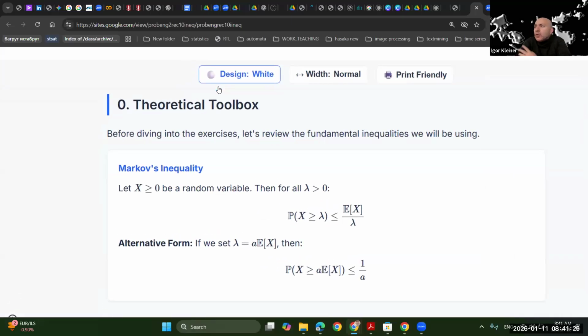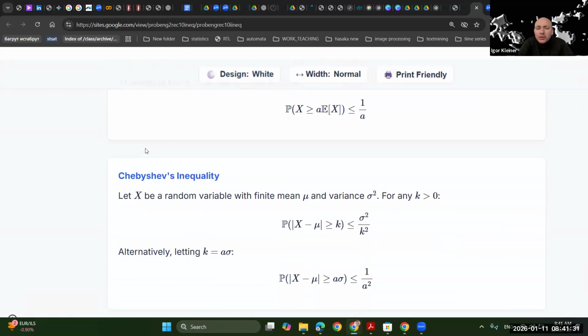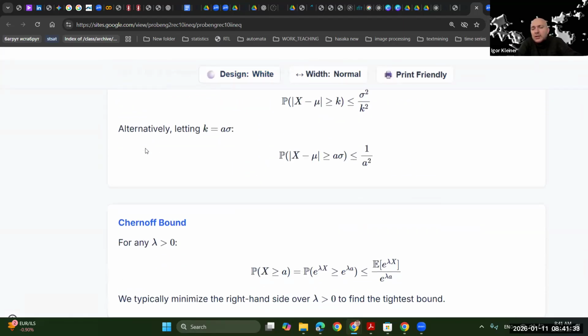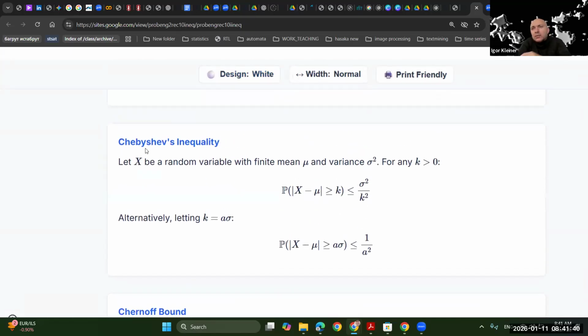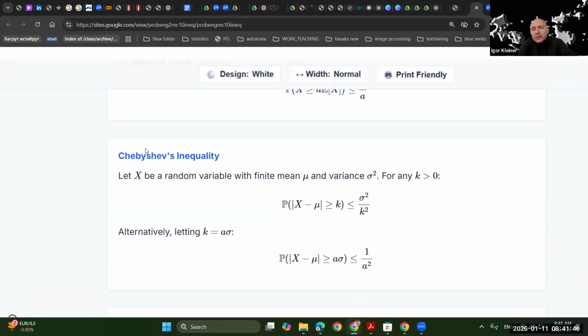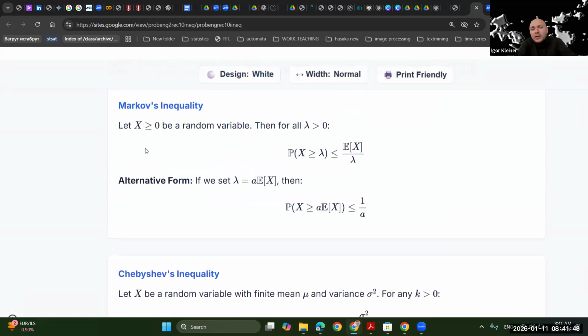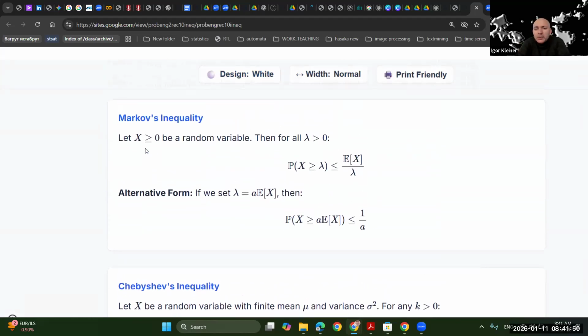Today we continue to talk about inequalities. We'll talk about the Markov inequality, Chebyshev inequality, Chernoff inequality, and Hoeffding inequality. There are many of them. They're very useful in statistics, in probability, in machine learning, and in data science. So let's start with a review. Here you can see two forms of the Markov inequality. It's the same thing.